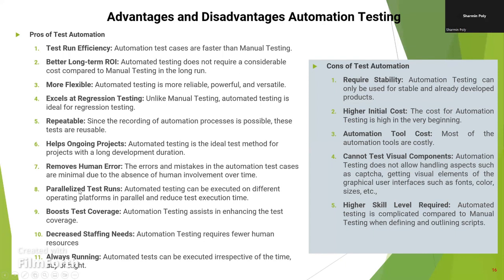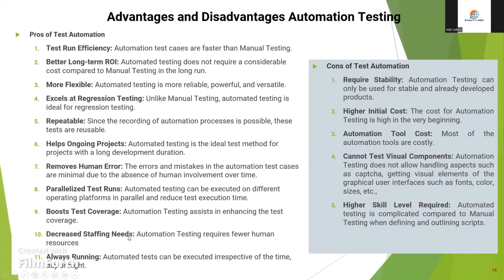And you can also run tests in parallel. Automated testing can be executed on different operating platforms in parallel and reduce test execution time, right? And it also boosts the test coverage, because more automation testing will enhance the test coverage, as you will be creating the testing coverage around the test cases.